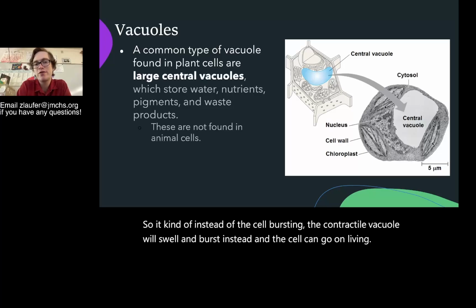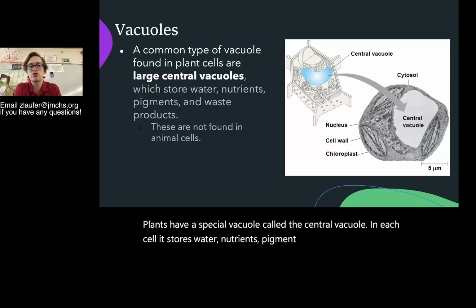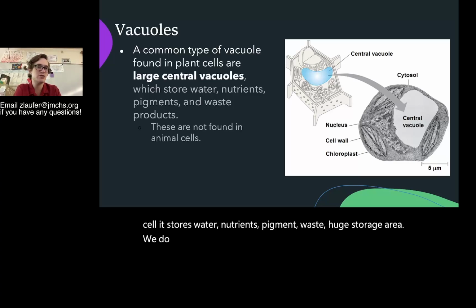Plants have a special vacuole called the central vacuole. In each cell, it stores water, nutrients, pigment, waste, huge storage area. We do not have them in animal cells.